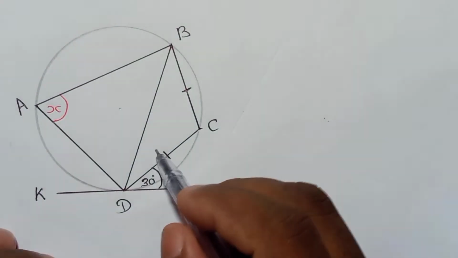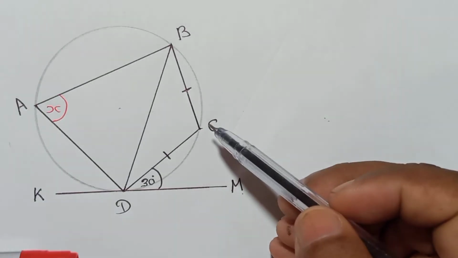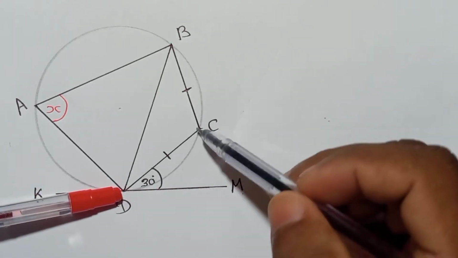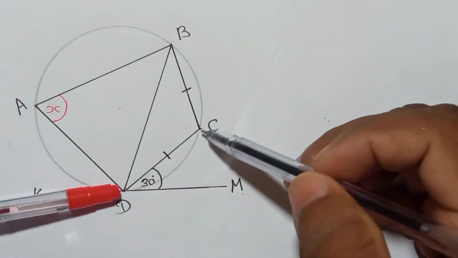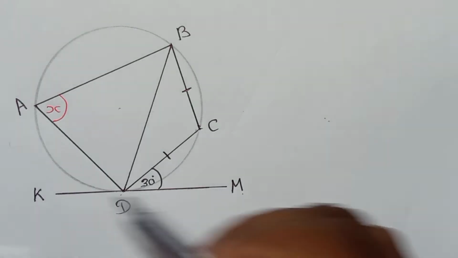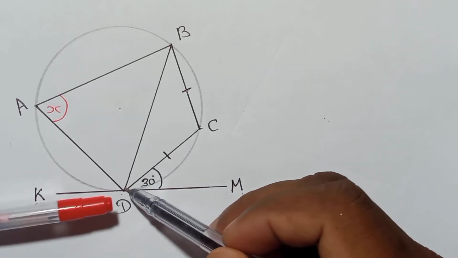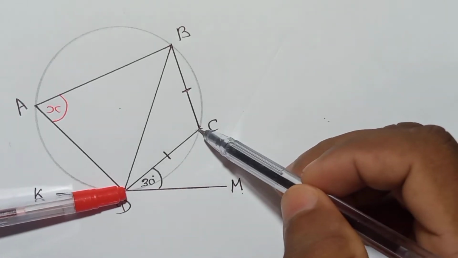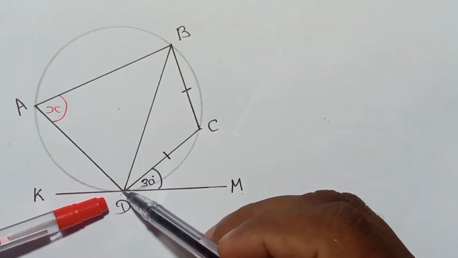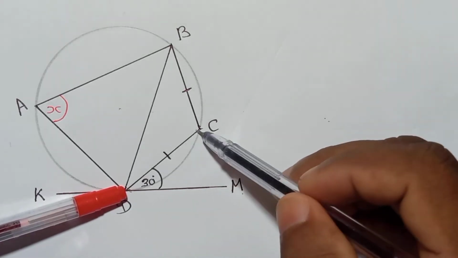Okay, then you know this thing, what we normally call the alternate segment theorem. Now DC, that means this chord, DC chord, right? Now KM is a tangent, no? KDM, this is a tangent. From the tangent point, if you make a chord like this, that means DC chord is drawn from the tangent point. KM is the tangent.